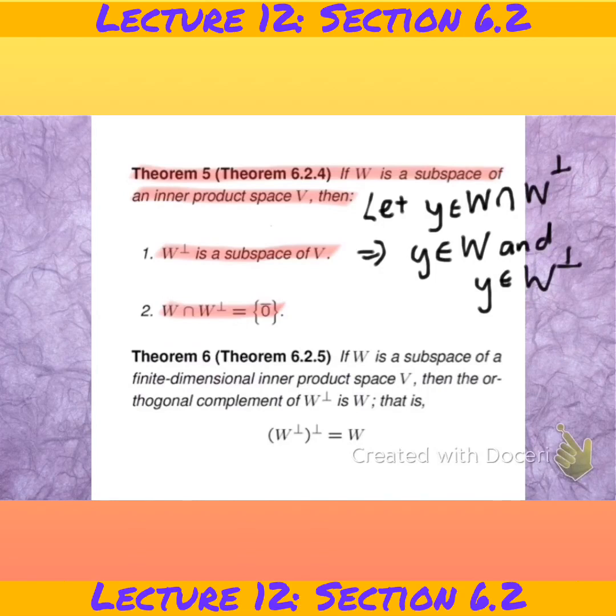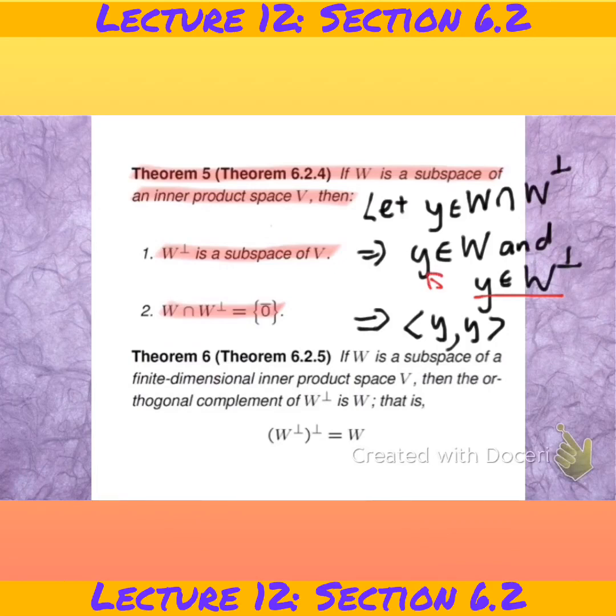It means that y is in W and y is in the orthogonal complement of W. So this means that if y is in the orthogonal complement of W, y must be orthogonal to every vector in W. So that must mean that if you take the inner product of y with itself, because y is in the orthogonal complement of W, it must be orthogonal to y.